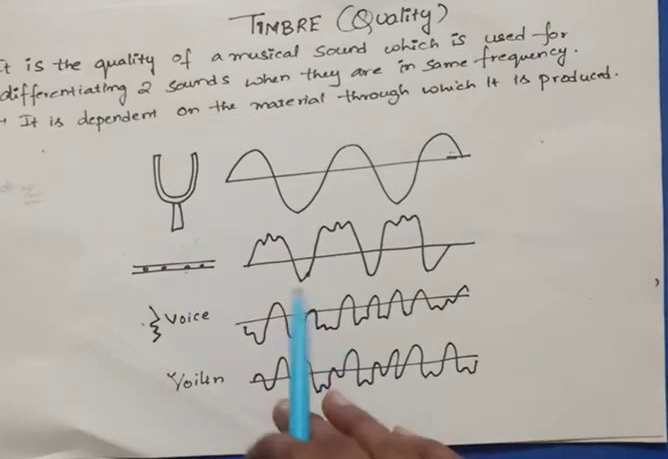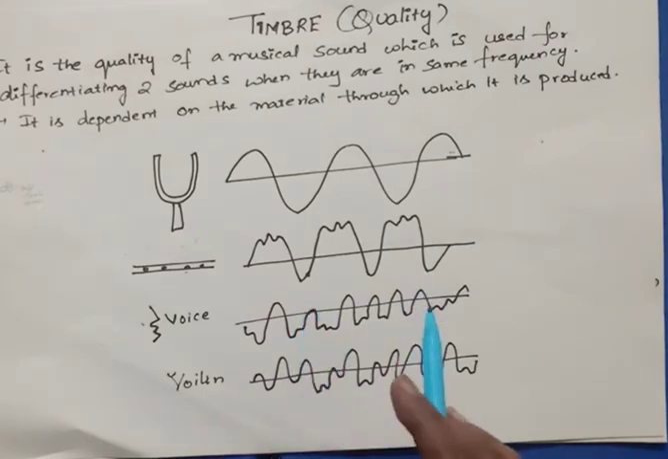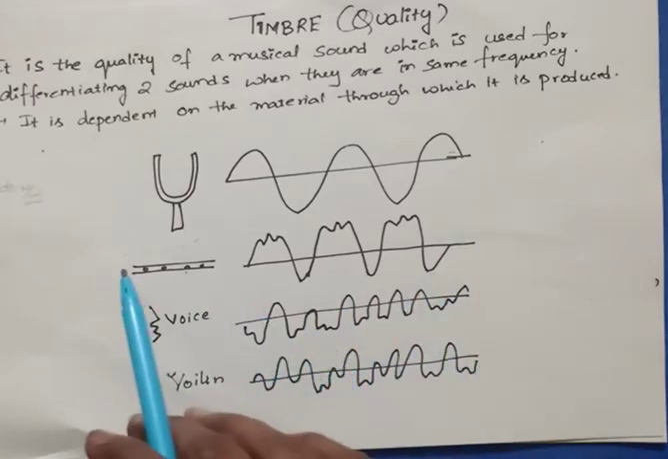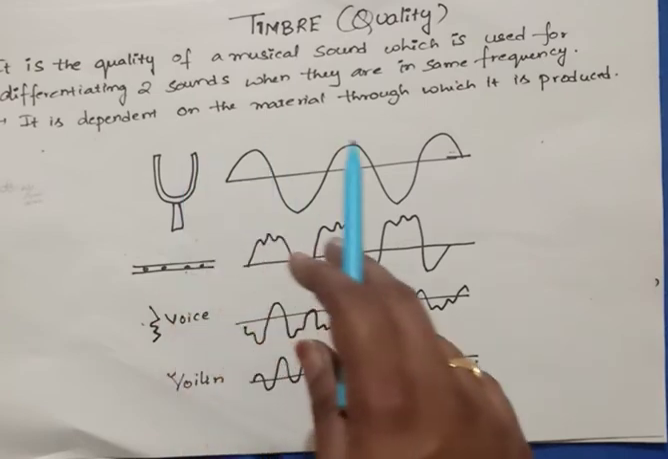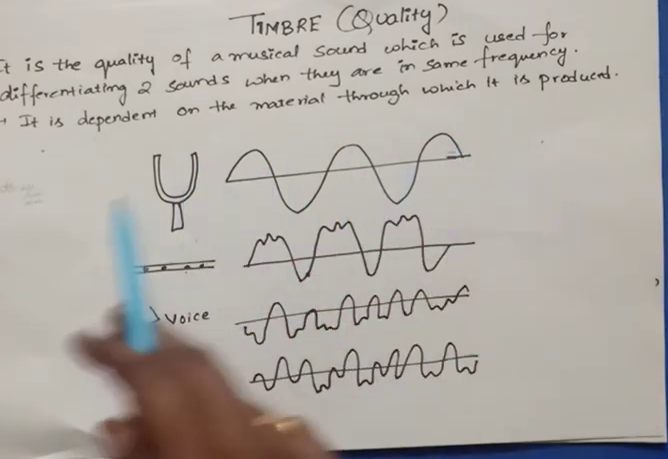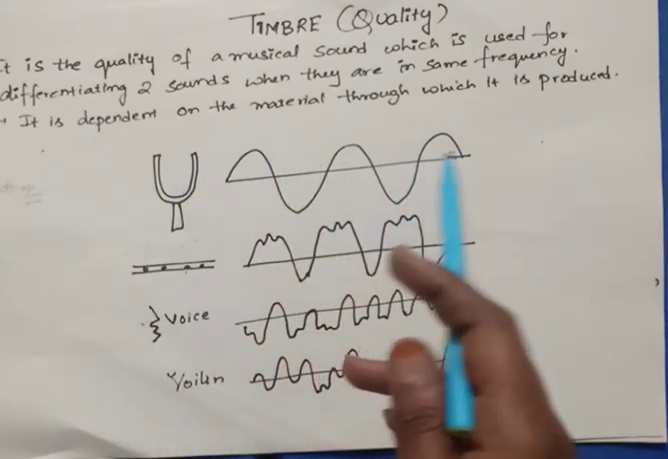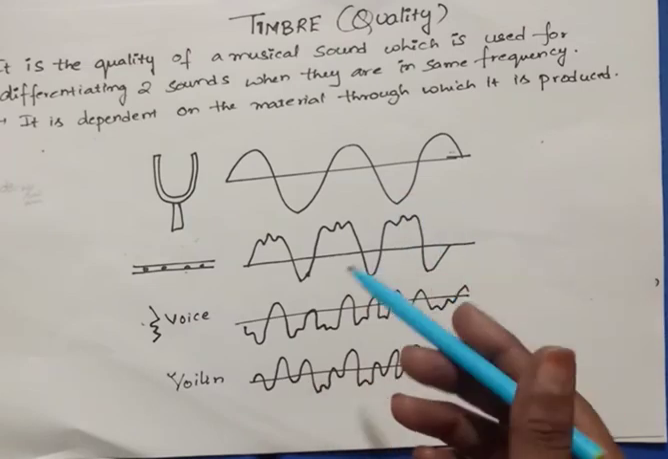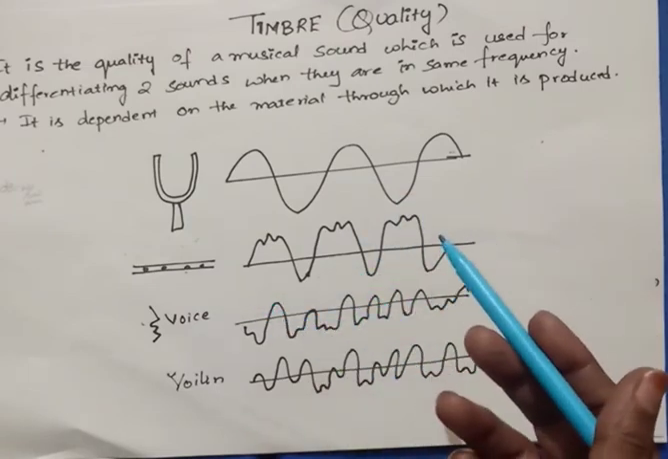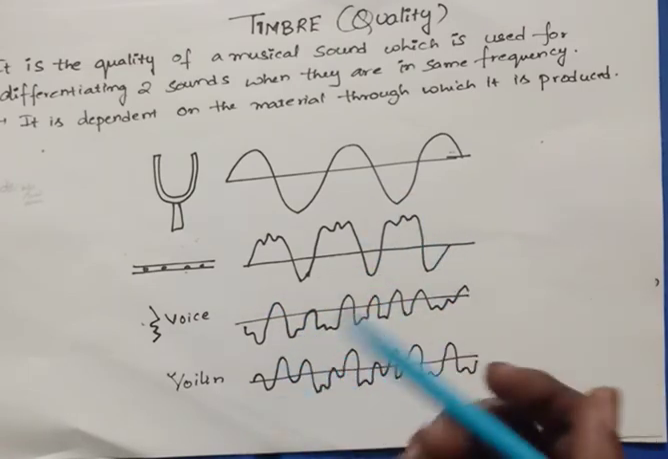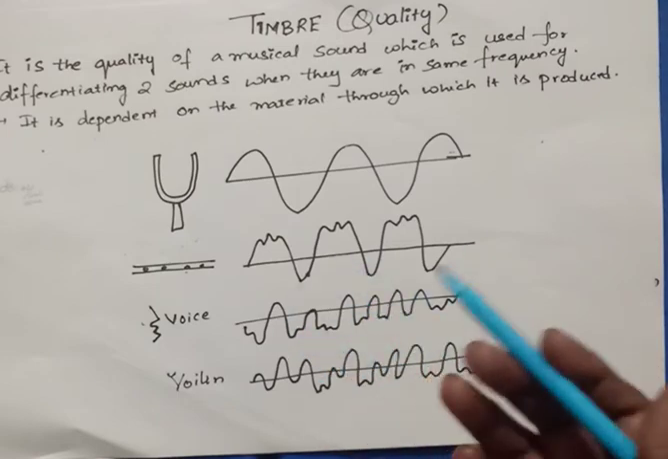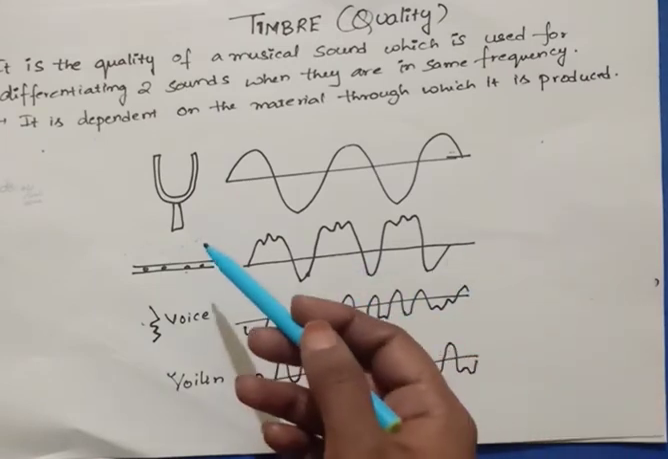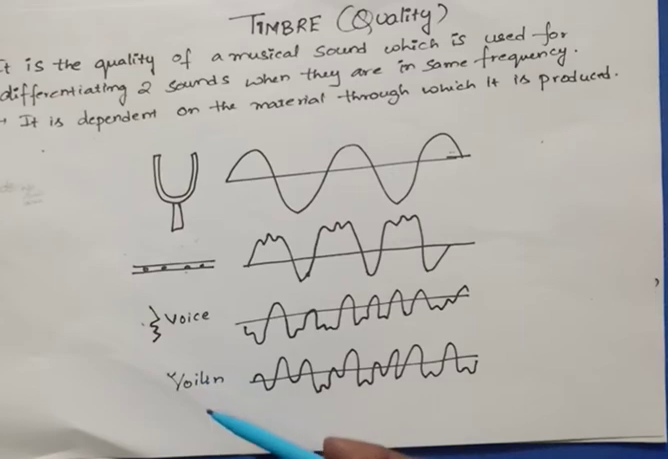Next, one more is timbre. Timbre gives the quality of the wave. It is the quality of a musical sound which is used for differentiating two sounds when they have the same frequency. That means they have the same frequency, but the source from where the sound is produced is different. For example, tuning fork, flute, voice, violin.